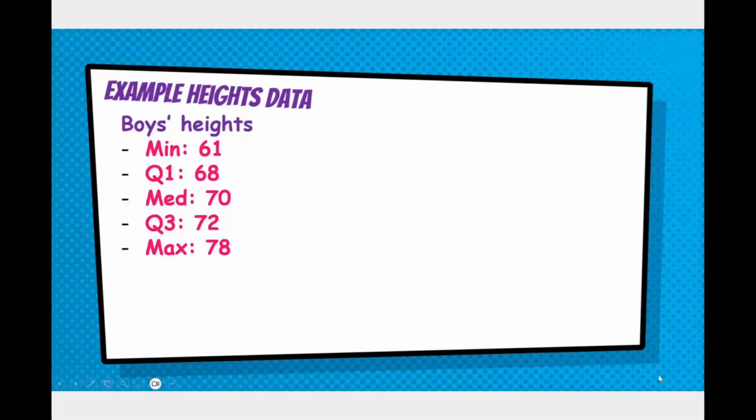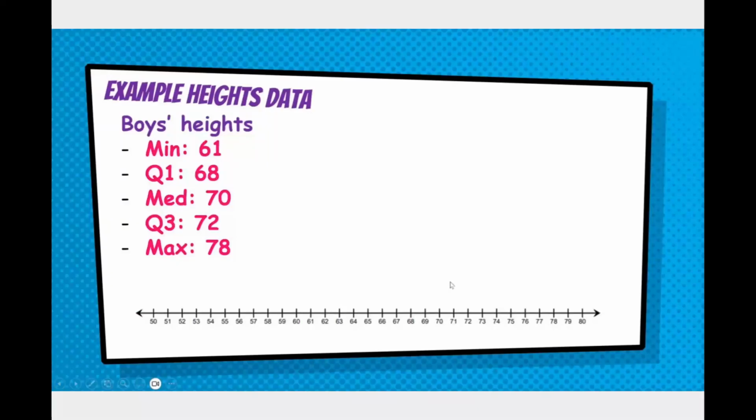So if I look at the boys' heights and the girls' heights, I have 61 for the minimum for boys and 57 for girls, and then my highest one is 78 on boys. So I'm just going to make a number line that's going to go from 50 to 80, and that way I can label things in the middle. So it's going to look something like this.